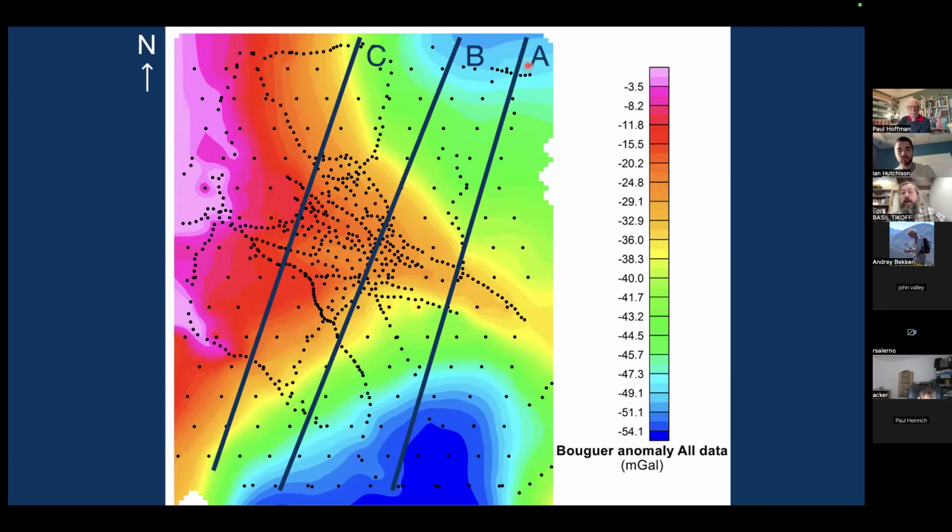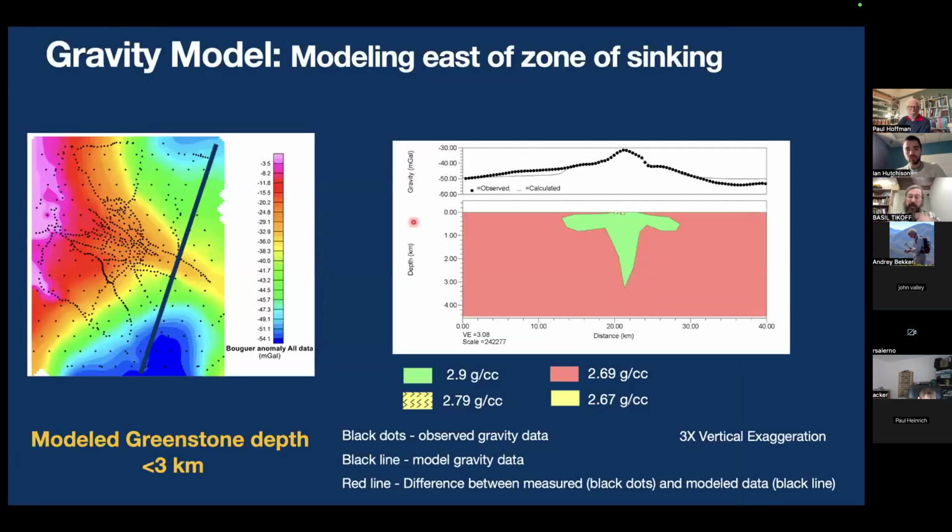So we did forward modeling along 3 cross sections, A, B, and C. B is the one that goes through the zone of sinking. If you look at the first one, you can get the granites down, the greenstones down to about 3 kilometers. Gravity is not unique, so you can match the observed, which is the black dots, to the calculated, which is the line, in a variety of different ways. This we thought was a reasonable way to do that. But there's no way to get the granites much lower than about 3 kilometers depth and still match that signal.